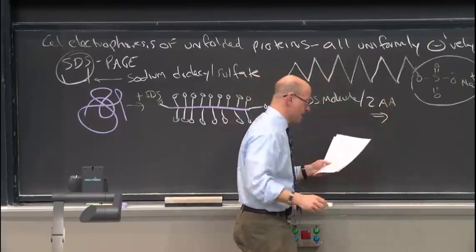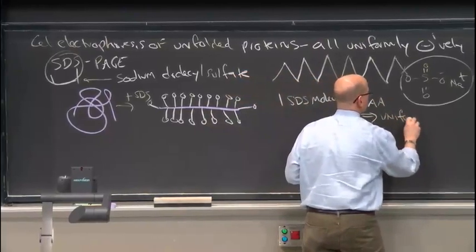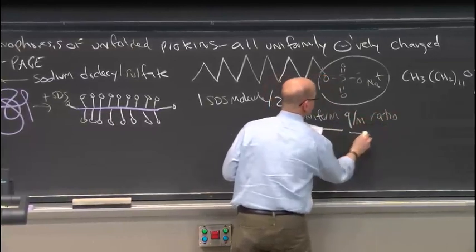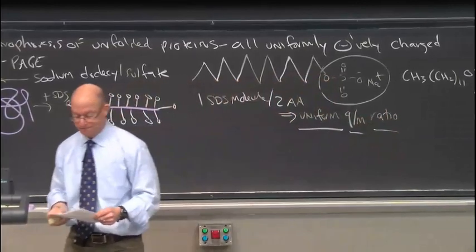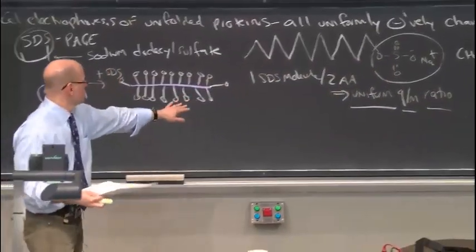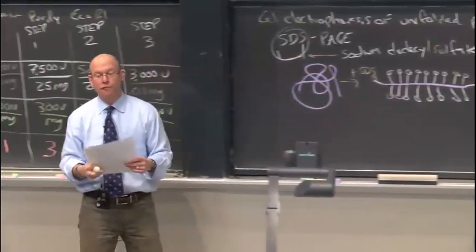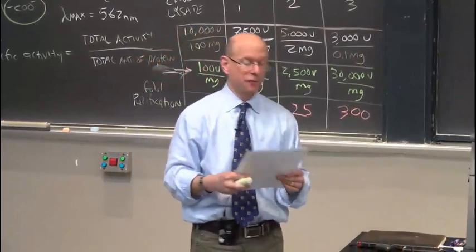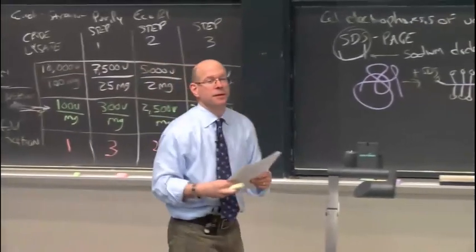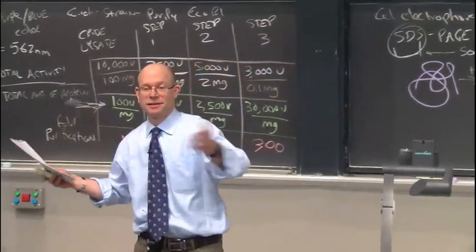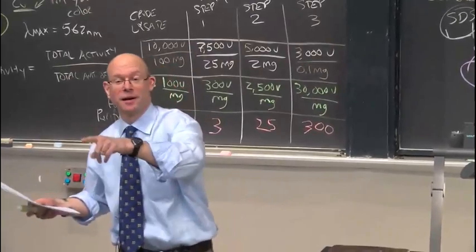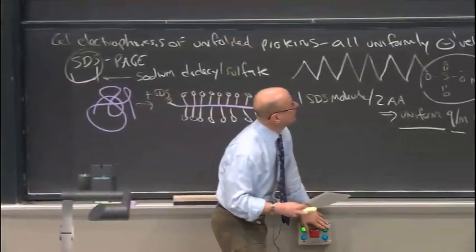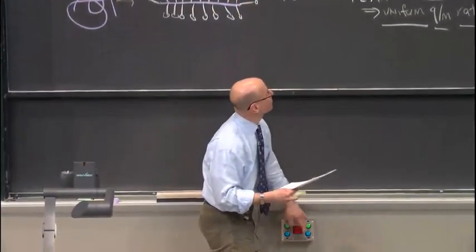And what this means is that now I have a uniform charge to mass ratio. Okay? Now, is there a problem? Are all my proteins going to unfold if I add SDS to this? What might stop them from completely unfolding? Somebody, give me a guess. What kind of covalent bonds? Disulfide bonds, right? Remember, we talked about disulfide bonds. If my protein has a disulfide bond in it, it's not going to unwind.